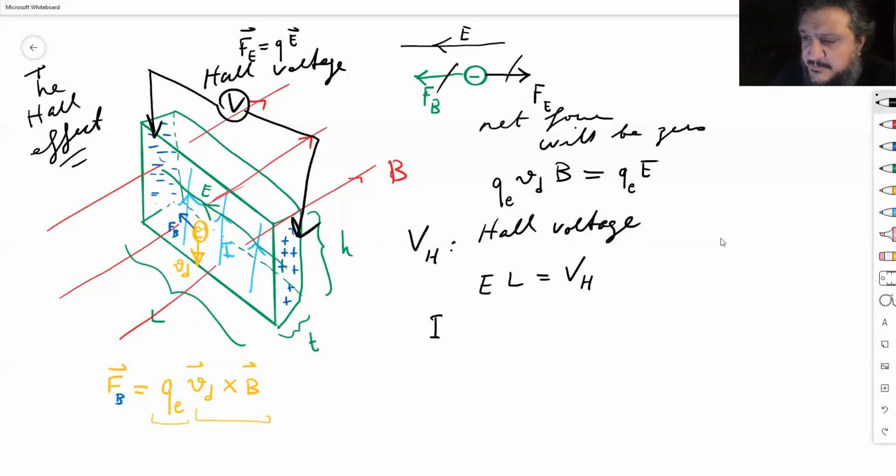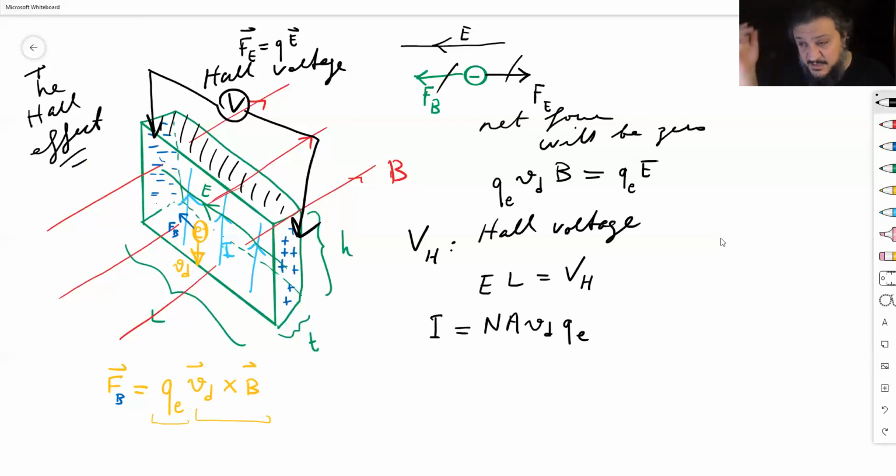Now this current, if you go back to the chapter where we first saw the current, we found an expression. Remember that? It was n, which stands for the number density of charge carriers. In a given volume, how many free electrons do you have? It changes from material to material, so it's a number density. If you multiply it by the area, the cross-sectional area here for the current, and then you have the drift velocity and the charge, this is how you write the current, right?